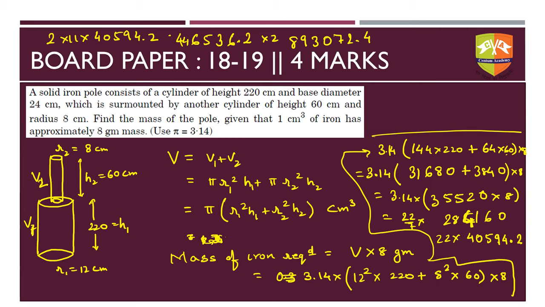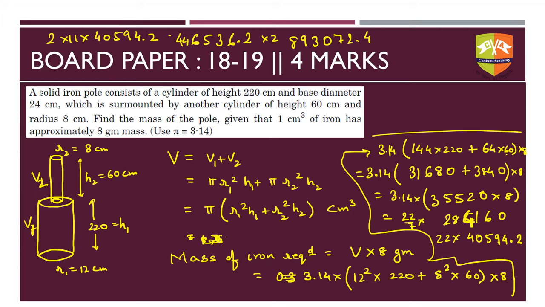How much is it? So 12 square. Let me see. 12 square into 220 plus 8 square into 60. Answer is this, into 3.14 into 8.